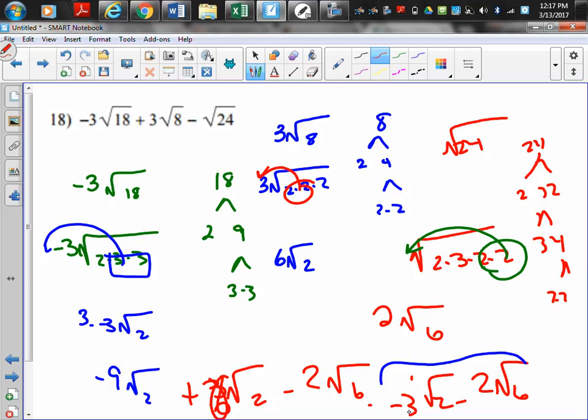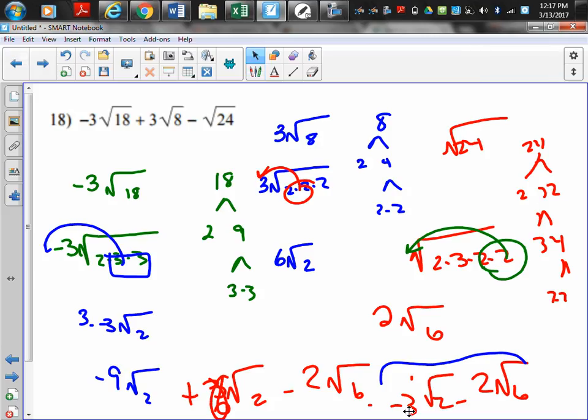All right. Any questions? All this is doing is simplifying your radicals and then putting your like radicals together. Simplify and then put the like radicals together.